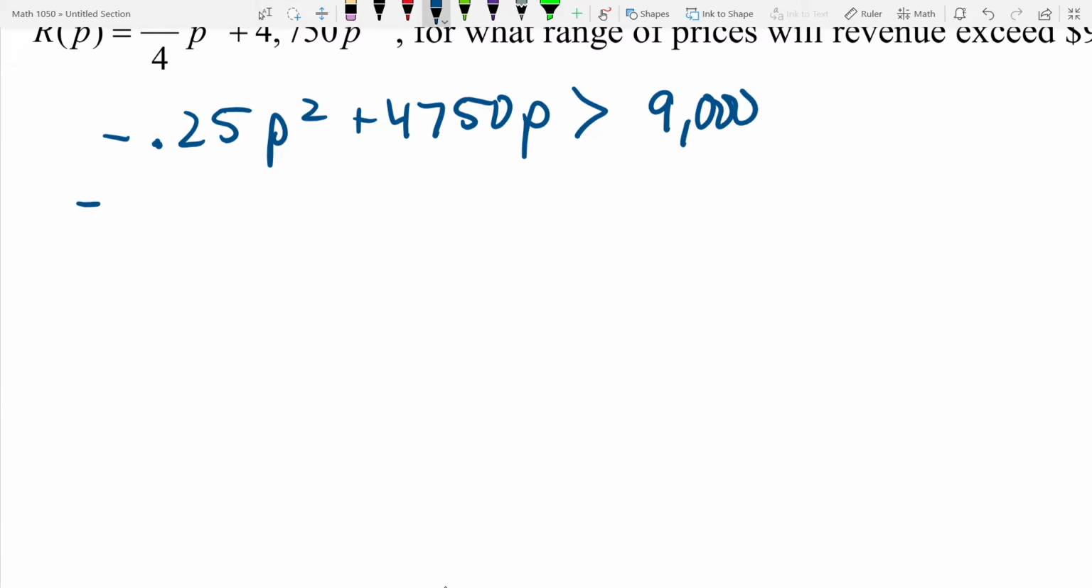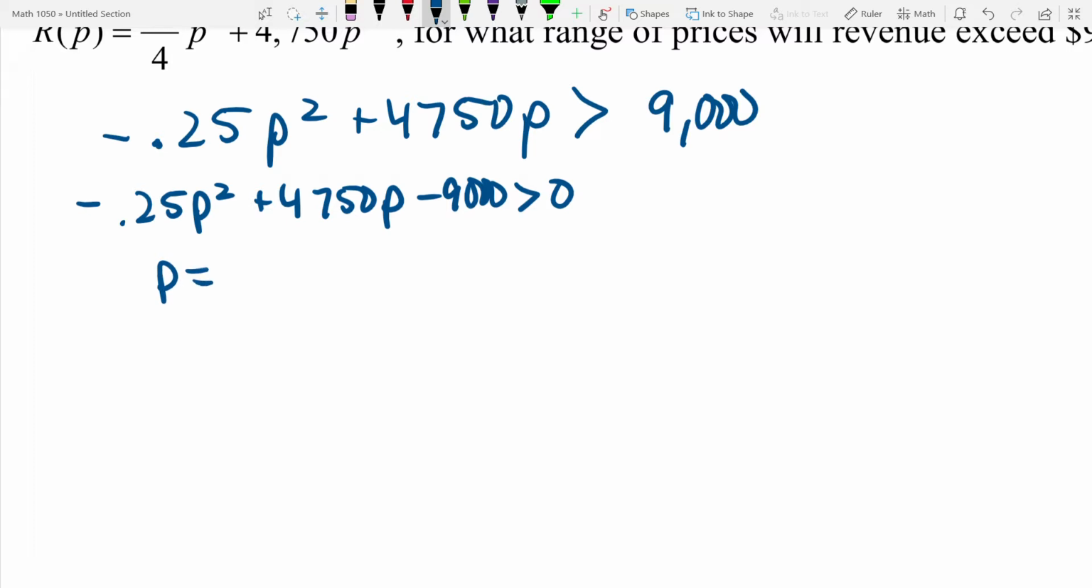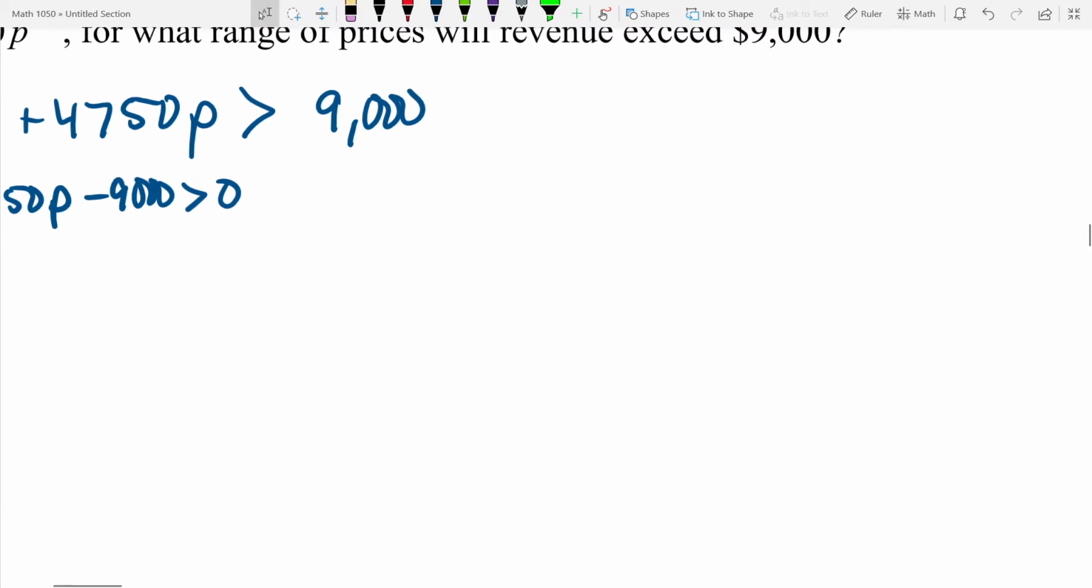Bring over the 9,000. So negative 0.25 p to the second plus 4,750 p minus 9,000 is greater than 0. What am I supposed to do now? Factor. Do you want to do that? I don't either. So what's another option? Quadratic formula. It's the same thing as factoring and solving. Yes, everybody go P equals. Off to the side right now. Everybody freeze for a second. I want you to write x equals, and I want you to write down the quadratic formula. Every single one of you write that down.